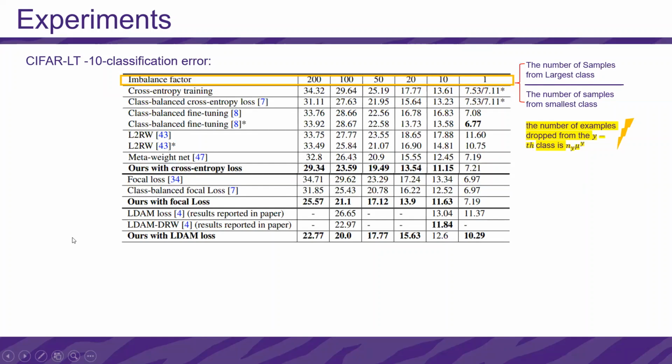Here is the result of CIFAR long tail 10. These values in the tables are not the accuracy, they are the error. So as you can see, as we discussed before, the imbalance factor is the number of samples from the largest class divided by the number of samples from the smallest class. And this parameter also influences the distribution.